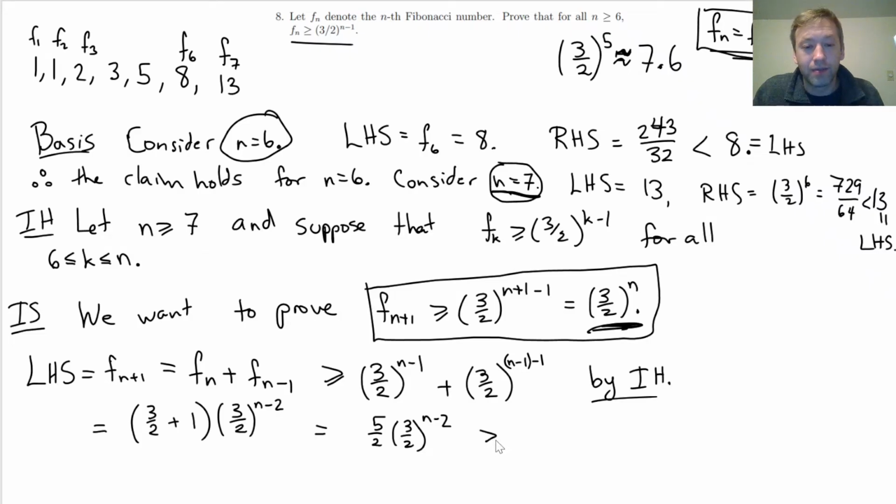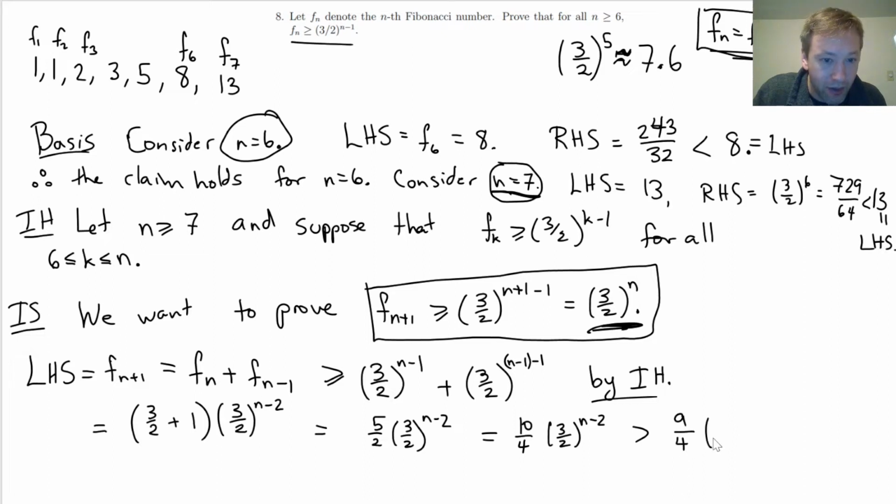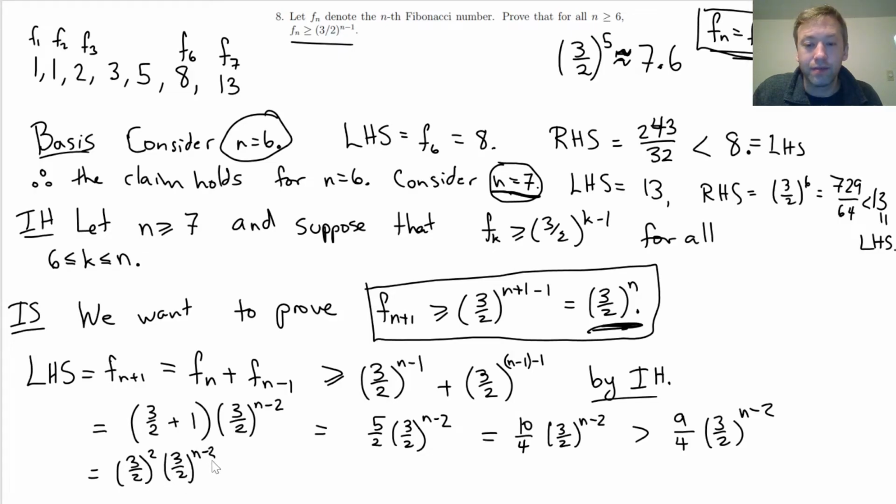So I can rewrite this as 10 over 4 times 3 over 2 to the n minus 2. And the thing is, 10 is bigger than 9, so this is bigger than 9 over 4 times 3 over 2 to the n minus 2, which, kind of magically, 9 over 4 is the same as 3 over 2 squared, which is all just equal to 3 over 2 to the n, which is exactly what we wanted.